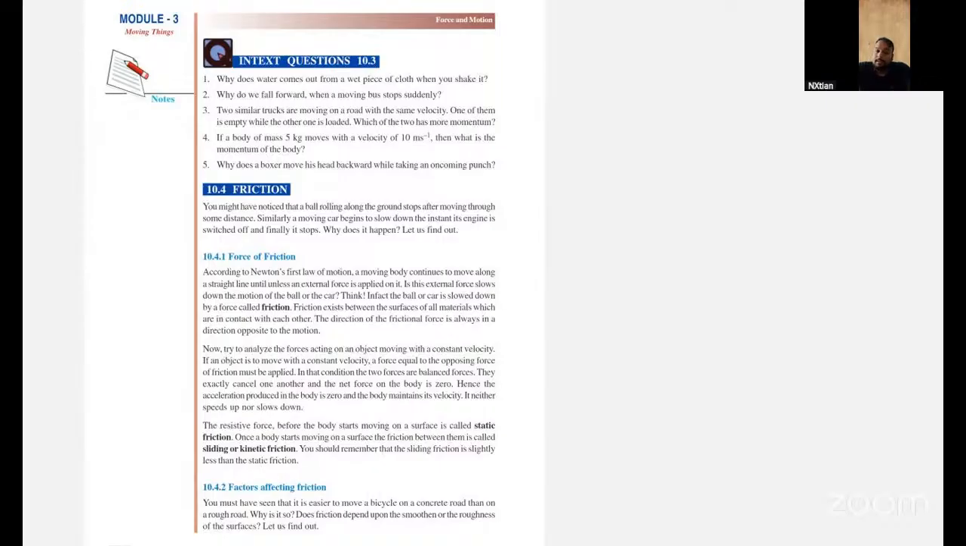So what is friction? See, for example, if there is a box, and for example, this is Agatha, and Agatha is pushing this box. So when Agatha is pushing this box, the main force, the capital F force, is towards the right side. So friction is an opposing force.